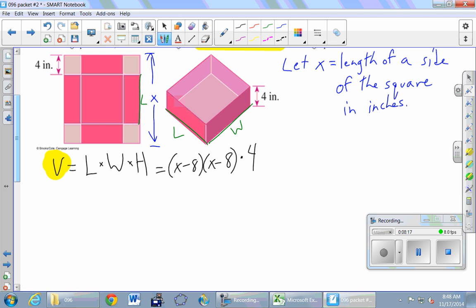Okay, great. So now we've got our formula, which has only our variable x in it. And we're told what the volume is supposed to equal. What is it supposed to equal? 100, right? 100 cubic inches. That's what we want the volume to be. And so now we have an equation with just our variable x equals some number. And we're going to solve this equation.